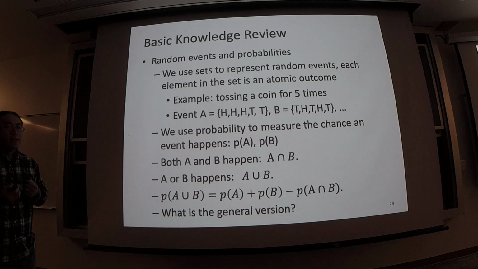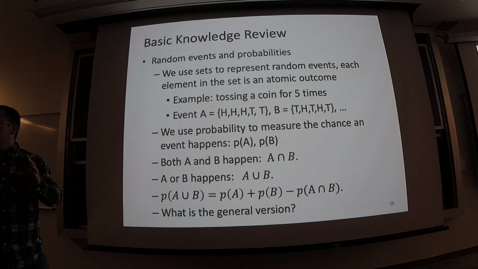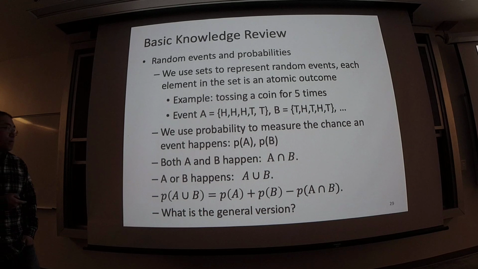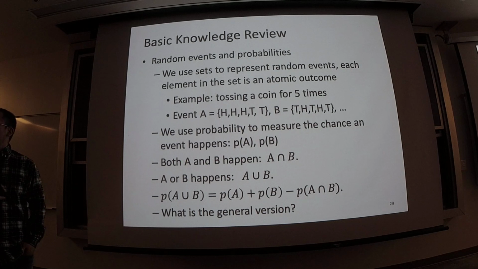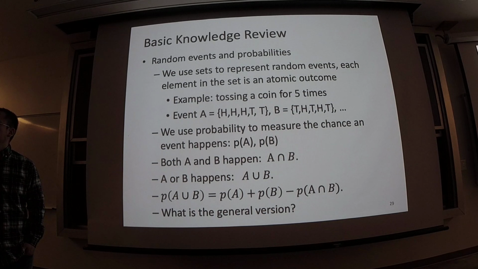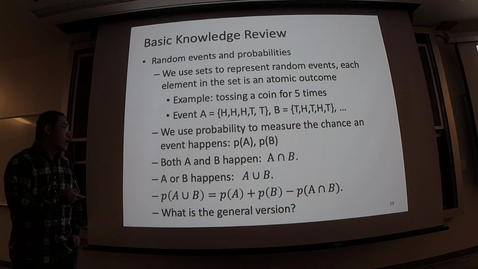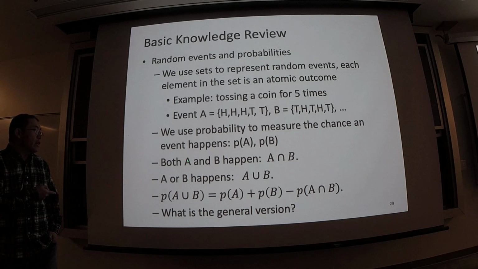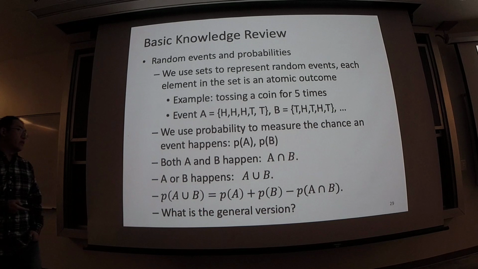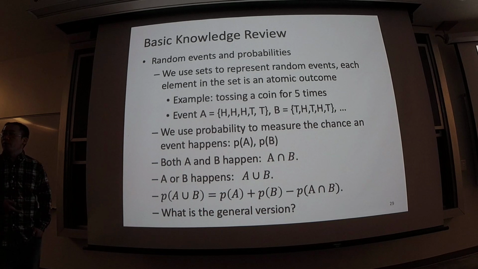And we use set operations to create new events based upon the existing events. So suppose I have 2 events A and B. Then if I want to represent a new event that both A and B happen, we use an intersection operation. So the intersection of A and B represents the event that both event A and B happen.